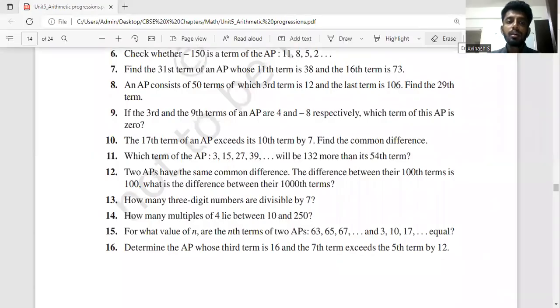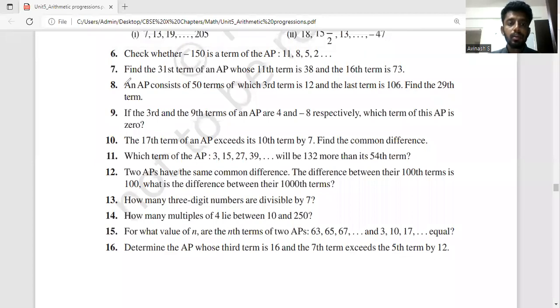Now let's try to learn how to solve question number 8. In this question, they have already given that the AP consists of 50 terms. This means that the given condition is n equals 50. Because they have given a total of 50 terms, I'm taking the number of terms n as 50. And they have also given the third term is 12, which means A3 is 12.